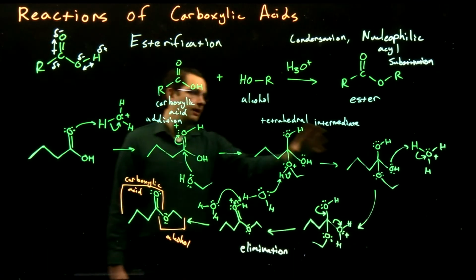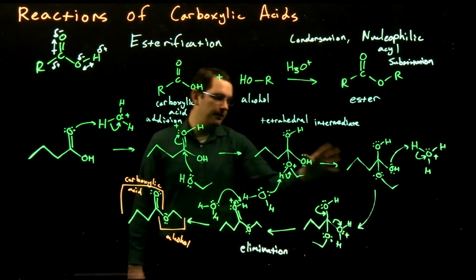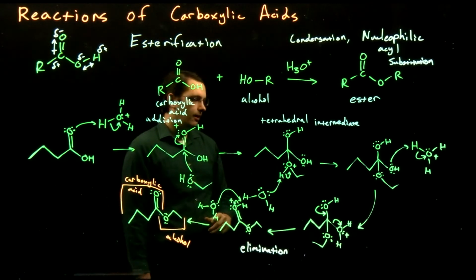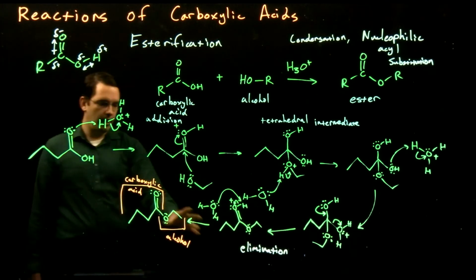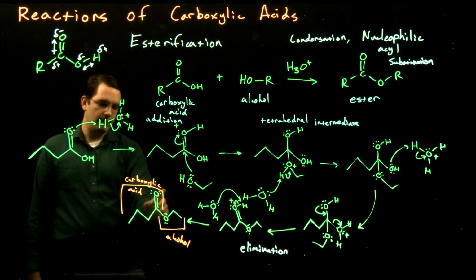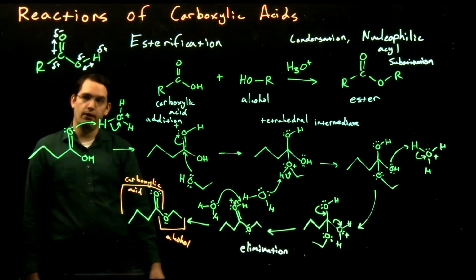So it's addition to get to our tetrahedral intermediate here, where we have our four groups all bonded to that carbonyl carbon. We eliminate our water to get our final ester product, where we just have our carbonyl and now that new alcohol added on.